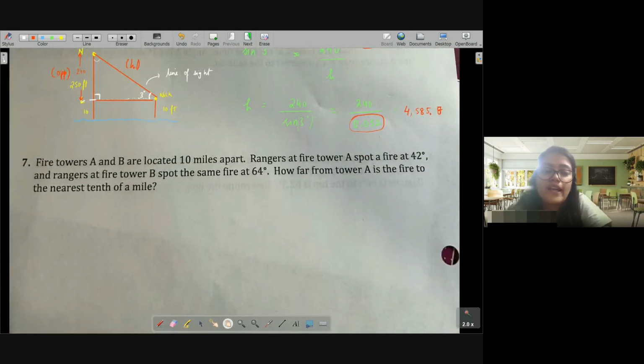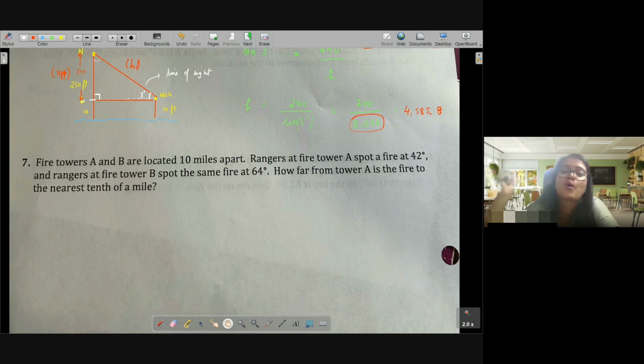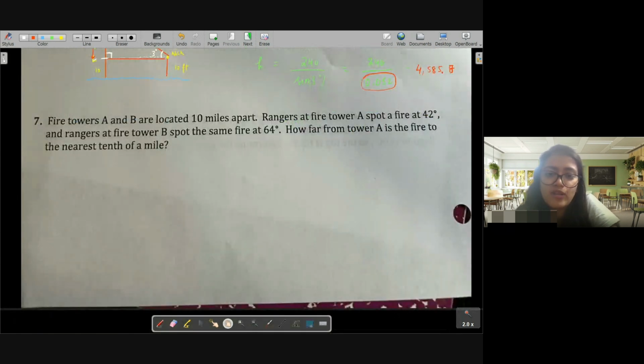Fire towers A and B are located 10 miles apart. Rangers at Fire Tower A spot a fire at 42 degrees, and rangers at Fire Tower B spot the same fire at 64 degrees. How far from Tower A is the fire, to the nearest tenth of a mile? So first draw the towers, and they're 10 miles apart.